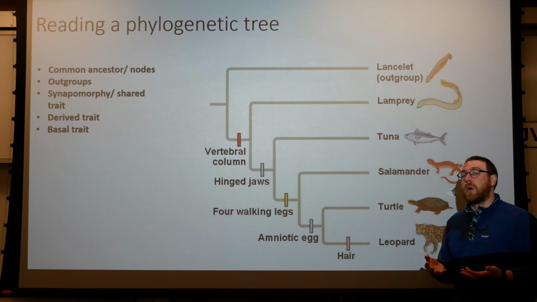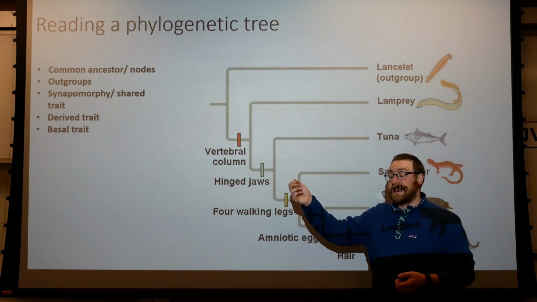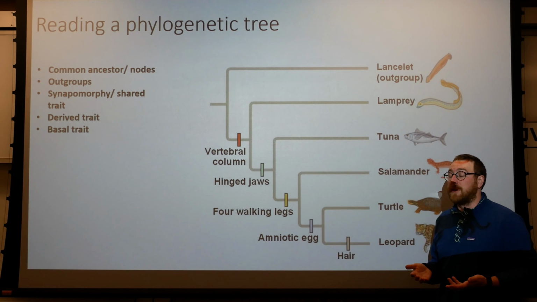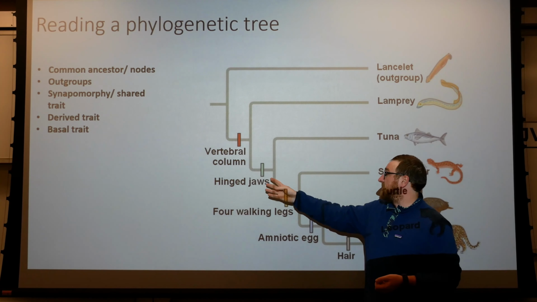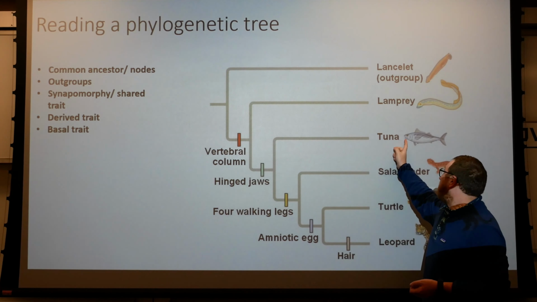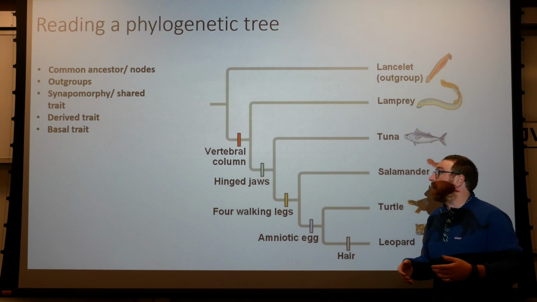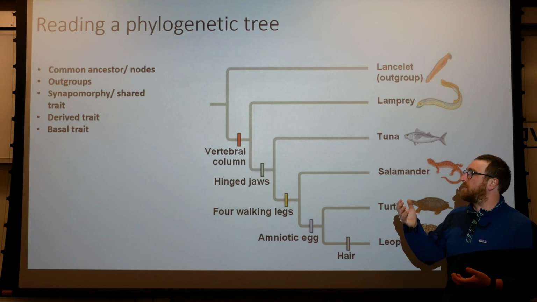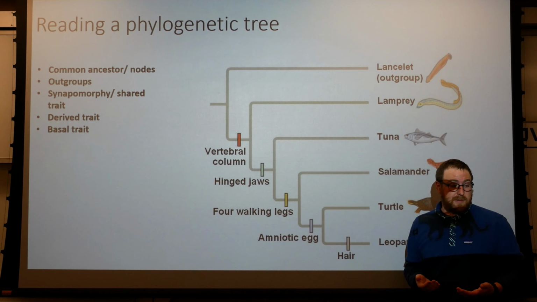The reason why we call these derived traits instead of advanced traits is because the basal traits, or the primitive traits, so to speak, are not really that primitive. As long as they're working and doing their thing, such as a hinged jaw way back here, tuna are very successful organisms because they're living, they're breeding, and they're passing their genes on. And so that's why we refer to these traits more as derived versus basal instead of advanced or primitive.